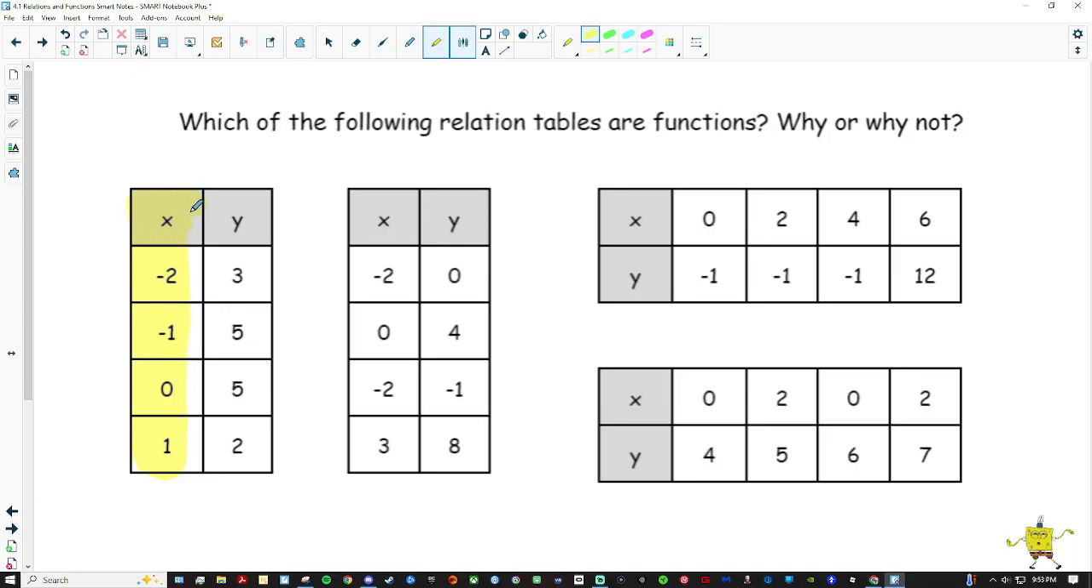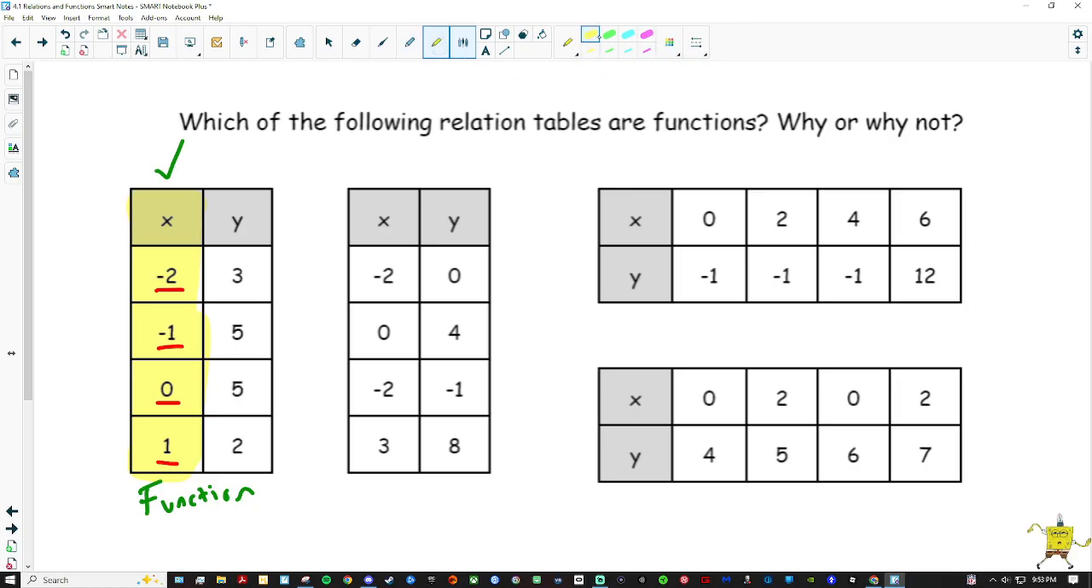In order for this to have exactly 1 output, we need to make sure that none of our x values repeat. So if I take a look, I have a -2, -1, a 0, and a 1. All of these are different. Since all of our x values are different, this is a function. We only need to look at our x values. If one of our x values repeats, then it fails.